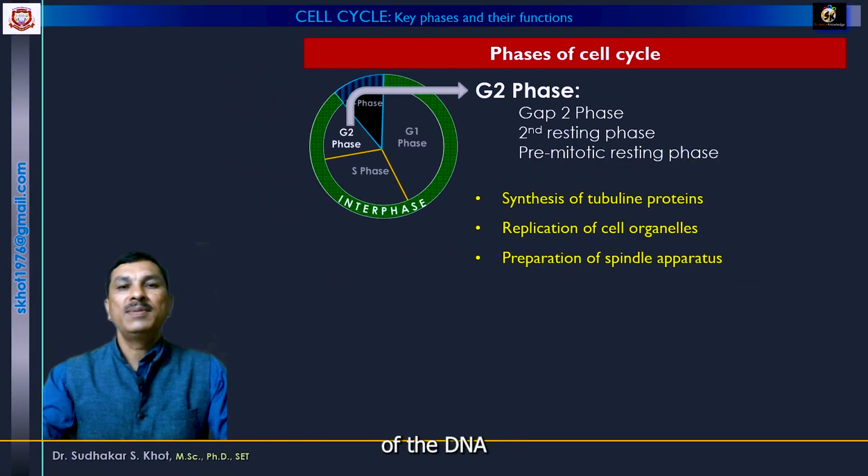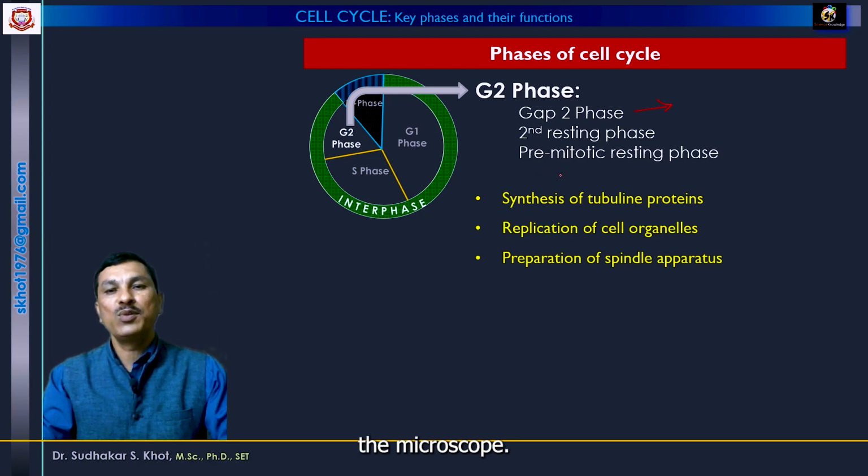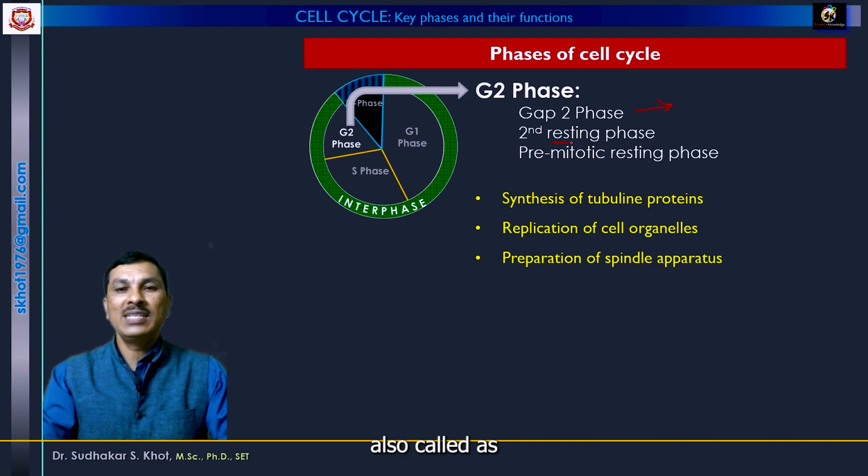After completion of the DNA replication, the cell enters into G2 phase. Again, there is negligible activity in the nucleus, visible or not visible under a microscope, so this phase is also called a resting phase. But in interphase, this is the second one, so it is called the second resting phase or gap 2 phase. It occurs just before mitosis, so it is also called a pre-mitotic phase.